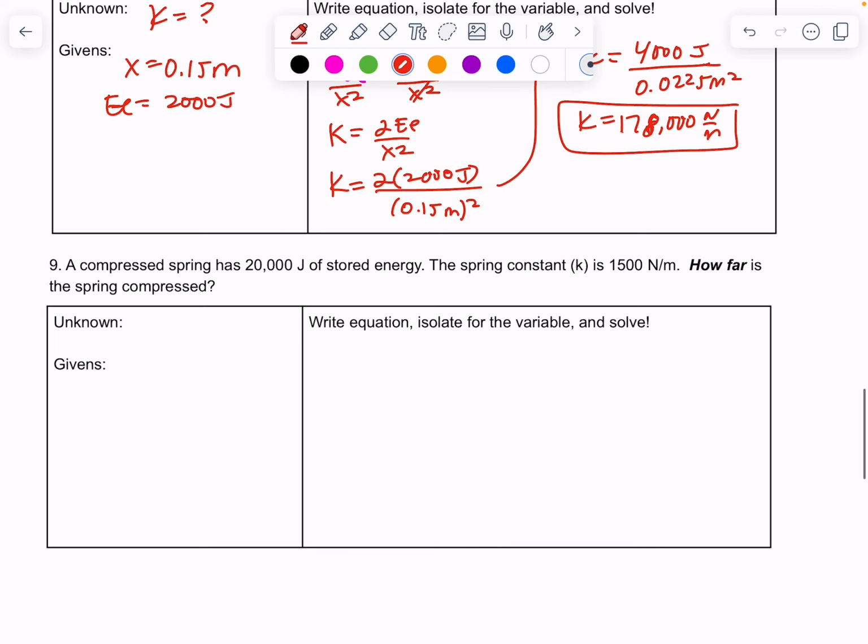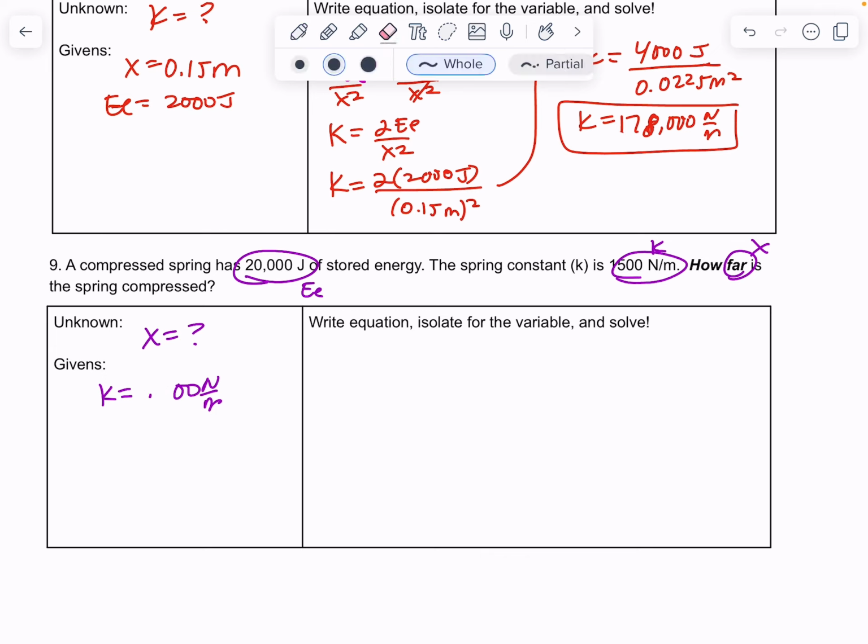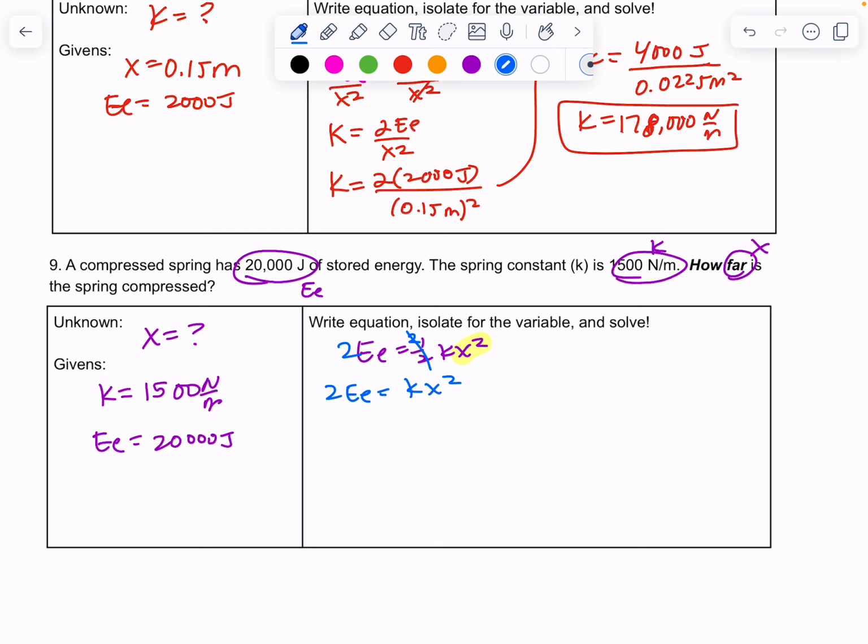Next one, a compressed spring stores 20,000 joules of energy. The spring constant is 1,500, that's the K. How far is the spring compressed? That's the X. So X equals question mark, K equals 1,500 newtons per meter, and the EE is 20,000 joules. I'm going to write my equation out first, and this time I'm solving for X. I'm going to multiply both sides by 2 to get rid of that, so 2EE equals KX squared.